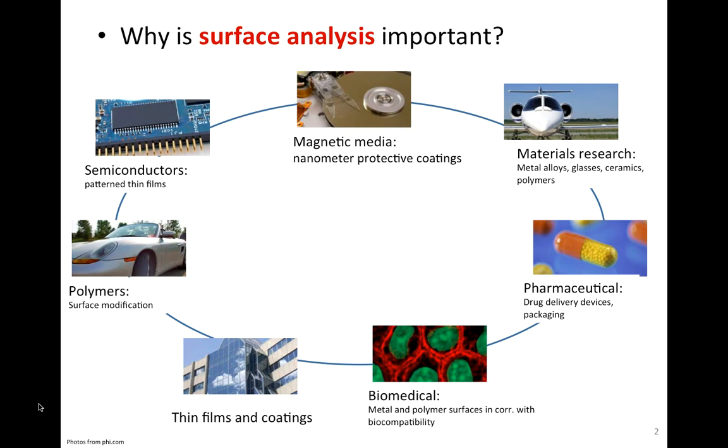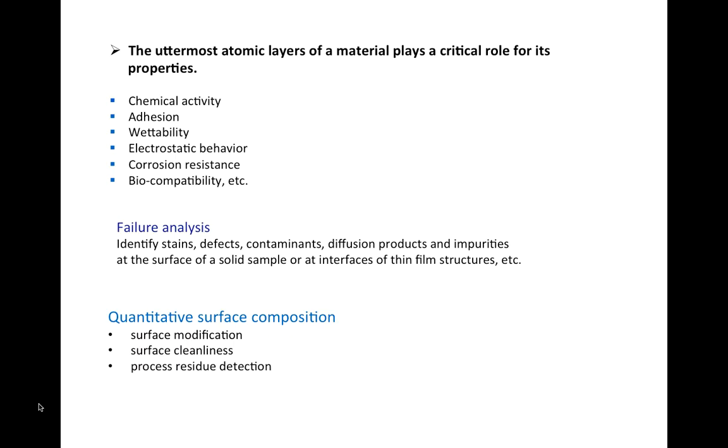And then the biomedical applications. Basically, it's very important for metal and polymer surfaces in correlation with biocompatibility. So surface analysis is quite important because the uttermost atomic layers of a material play a fundamental role in the final properties. This role affects the chemical activity, adhesion, wettability, the electrostatic behavior, corrosion, and biocompatibility, and so on.